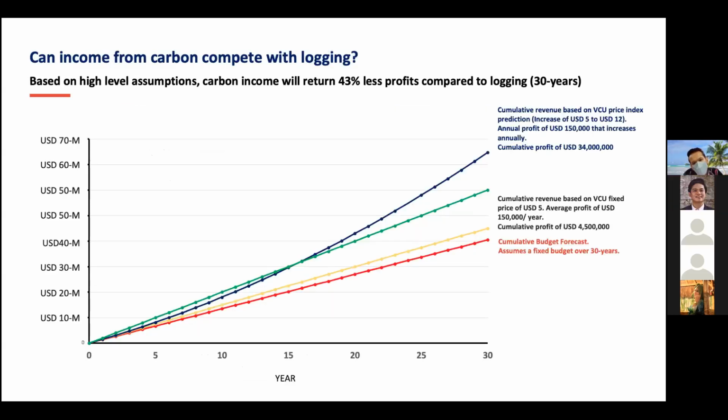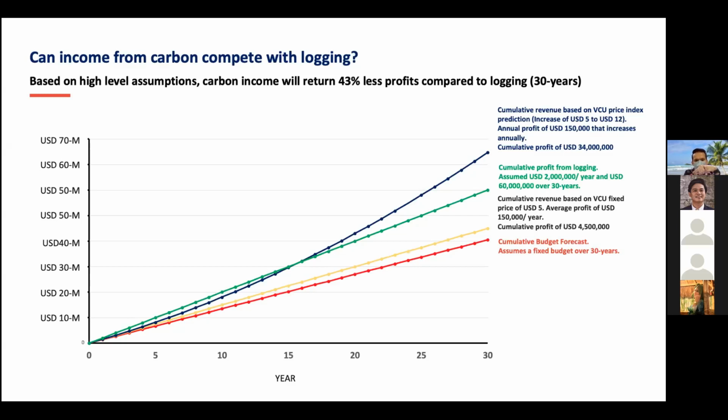If we compare back to our original chart, we can see that the profit from carbon offset does not exceed the total profit from logging, okay? So carbon income in general will return about 43% less profits compared to logging over 30 years, okay? So over 30 years, based on this assumption, the state government can profit about 60 million from logging and only about 34 million from carbon profit, for example, okay?